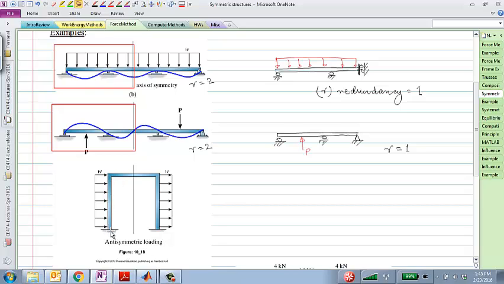How about this one? We have a structure that's symmetric. Boundary conditions are symmetric. Loading is what? Symmetric or anti-symmetric or nothing? Anti-symmetric, right? Loading is anti-symmetric in this case. So maybe take 30 seconds, see if you can draw the deflected shape of this problem, and then I'll draw it with you. Draw the deflected shape and try to see if you can come up with a half problem to solve this.